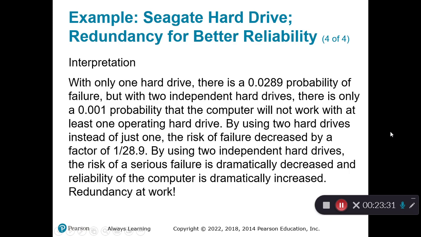So the interpretation here is that with only one hard drive, there is a 0.0289 probability of failure, but with 2 independent hard drives, there's only a 0.001 probability that the computer will not work. And so using 2 hard drives instead of just one drastically reduces the risk of failure. By using 2 independent hard drives, we avoid the probability of serious failure, and this redundancy model is used in the real world all over. Think about things having to be backed up, systems that have to be backed up if something fails.